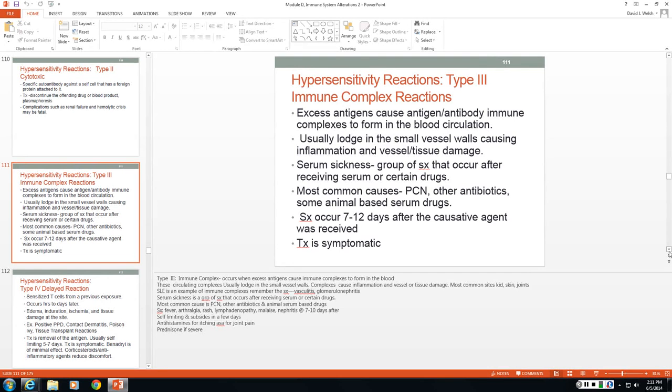Now, antihistamines are given for itching. Usually aspirin is given for joint pain. Prednisone is given if it's severe. Treatment is done symptomatically, so you're going to treat the symptoms.